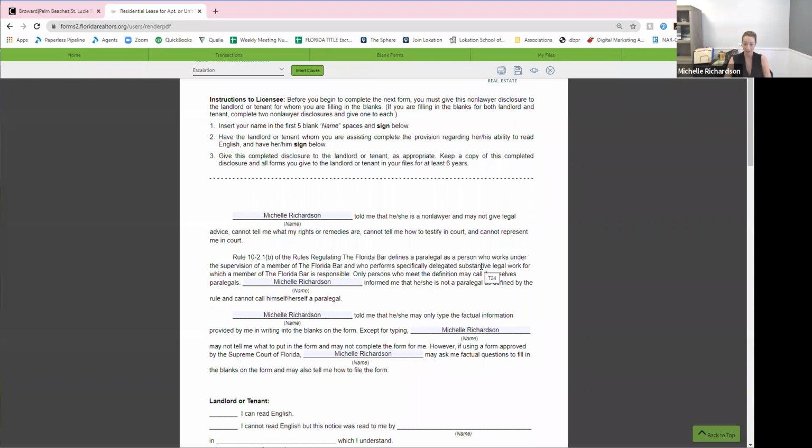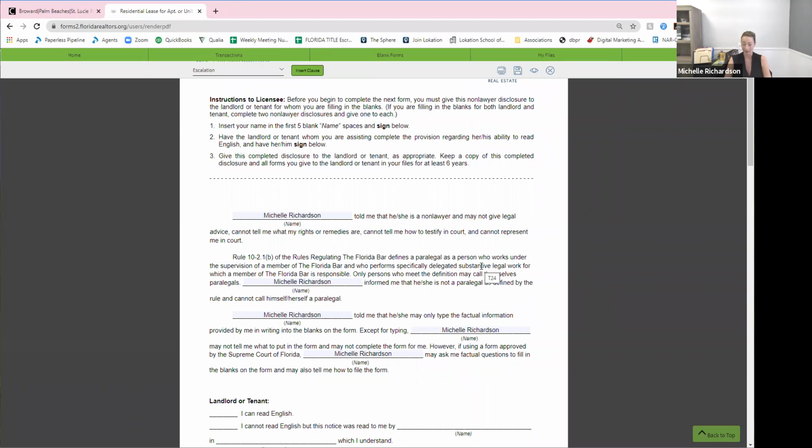This 3rd section here, Michelle told me that he or she may only type the factual information provided by me in writing into the blanks on the form. Except when typing, Michelle may not tell me what to put in the form and may not complete the form for me. However, if using a form approved by the Supreme Court of Florida, Michelle may ask me factual questions to fill in the blanks of the form and may also tell me how to file the form.